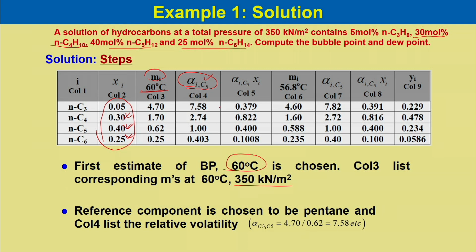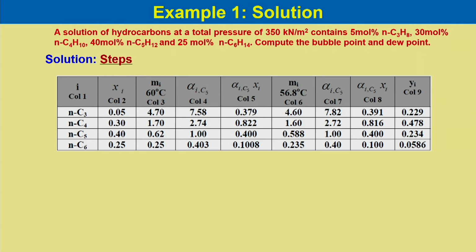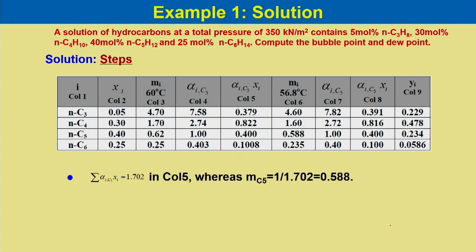One calculation is shown over here. In this case 4.70 for normal propane, and for normal pentane it is 0.62. So, we can write 4.70 divided by 0.62. This is 7.54, which is written over here. Similarly, for the other components, we can also calculate in this table.